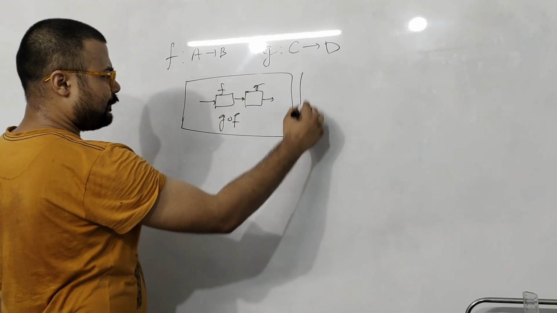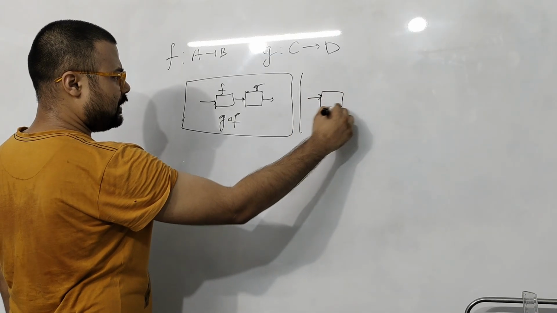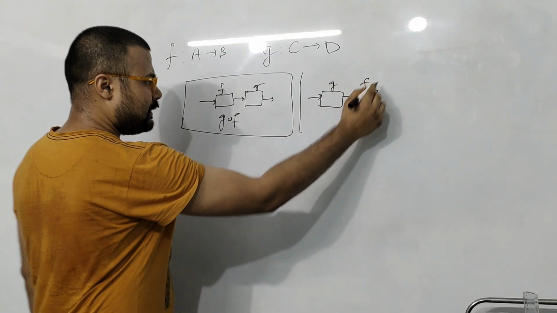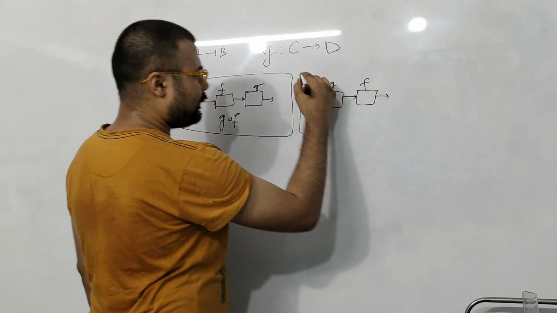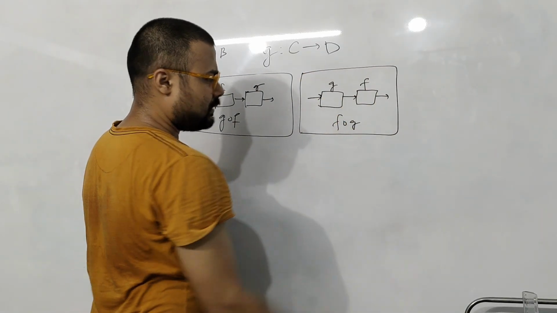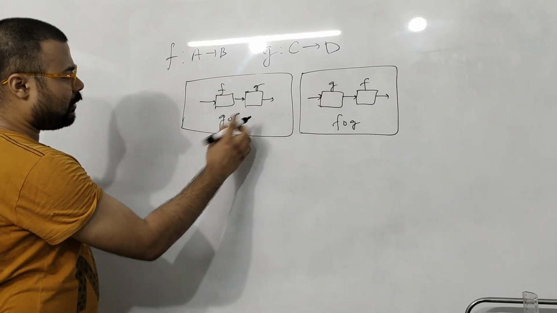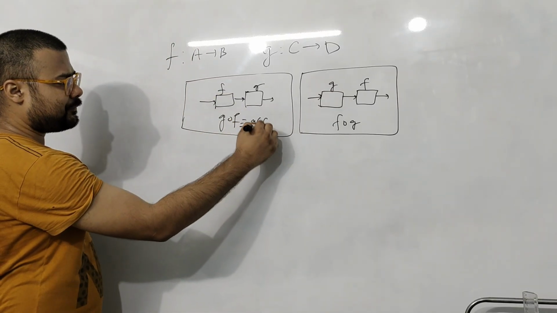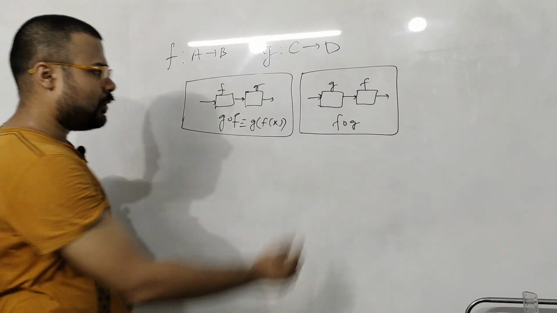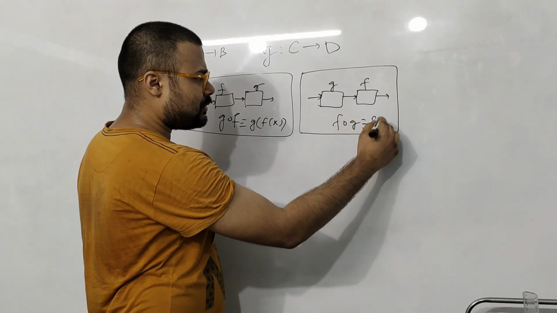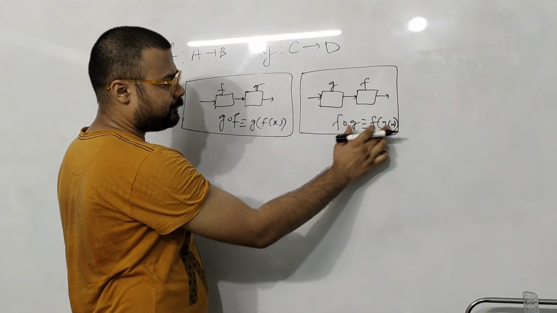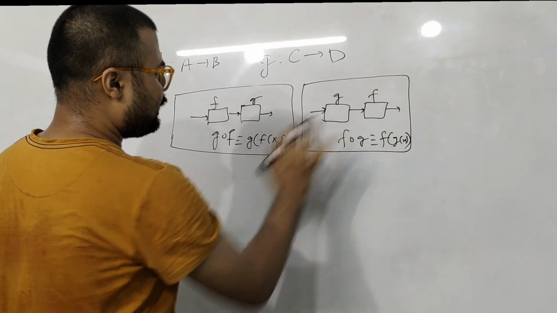And fog is first you apply g, and then the output of g goes to f, and whatever the output of f is, that is what you get. So this is fog. Because gof means g of f of x, first you apply f and then g. Fog means f of g of x, so first you apply g and then f.